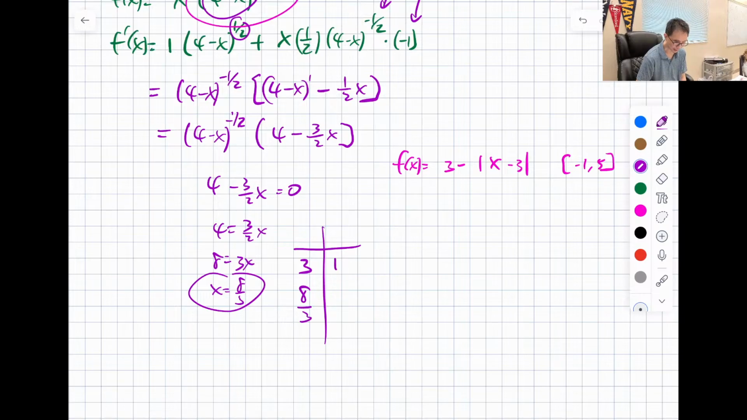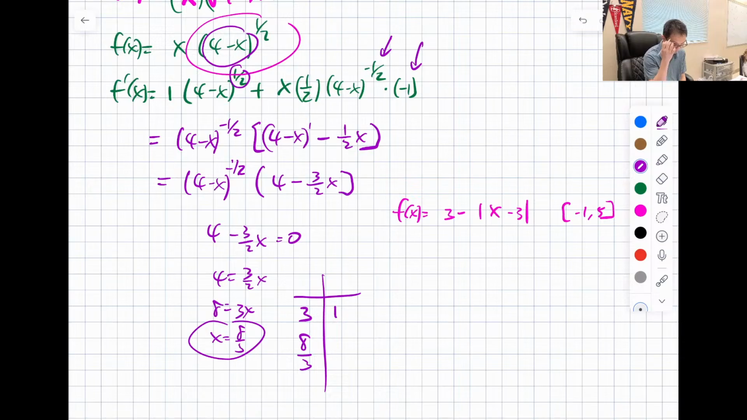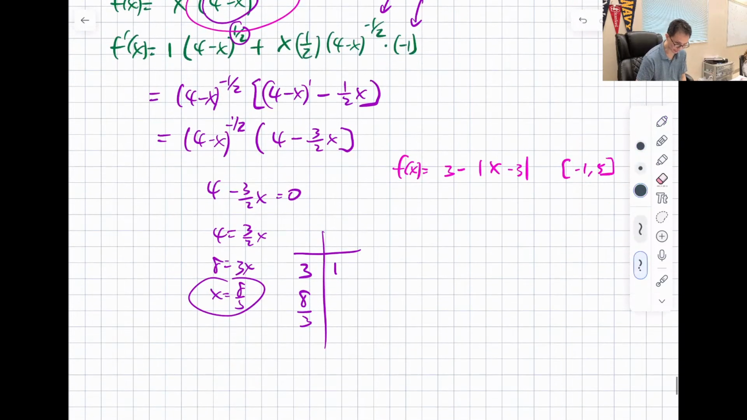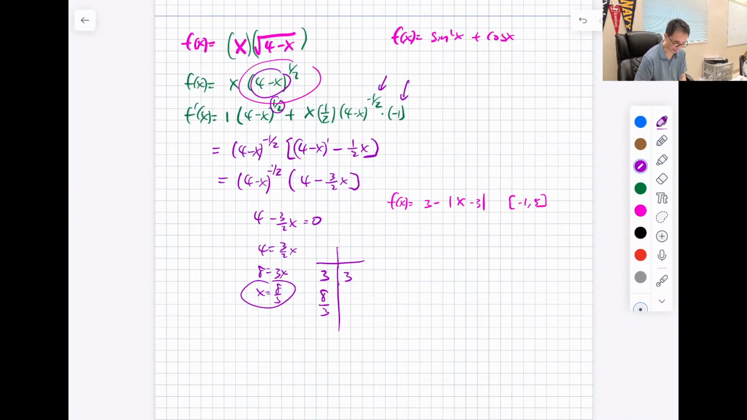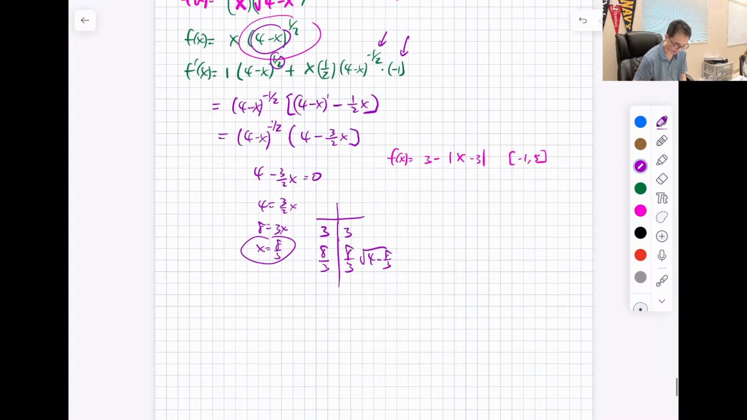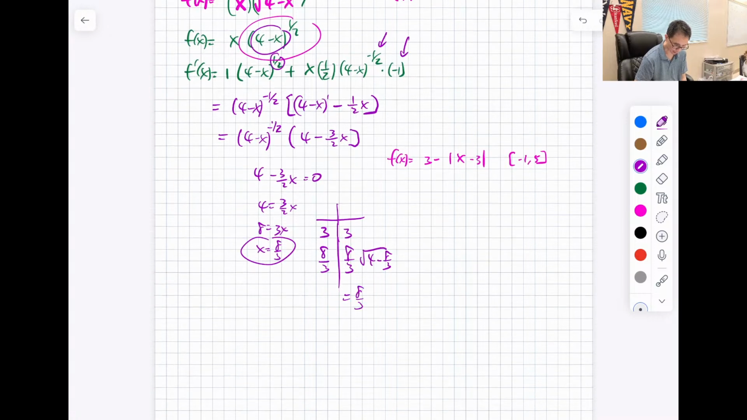If I plug in 3, I'm going to get 3. If I plug in 8 over 3, you had to get a y value. A lot of you guys didn't go in to get the y value, because what if we ask you for the absolute maximum y value? So it's going to be 8 over 3 times square root of 4 minus 8 over 3. And this is going to be 8 over 3 times square root of 4 over 3. So square root of 4 over square root of 3. So that's equal to 16 over 3 square root of 3. This is the final answer.